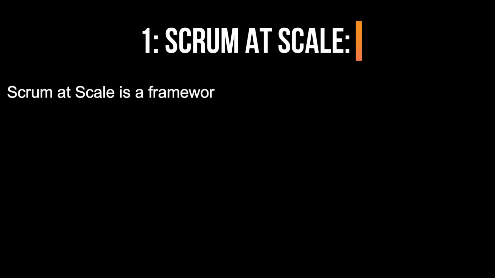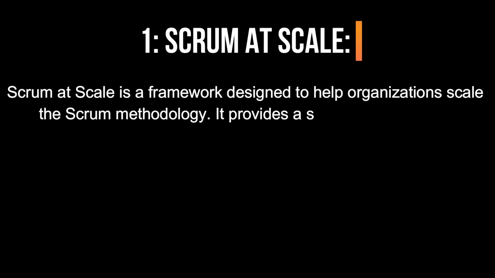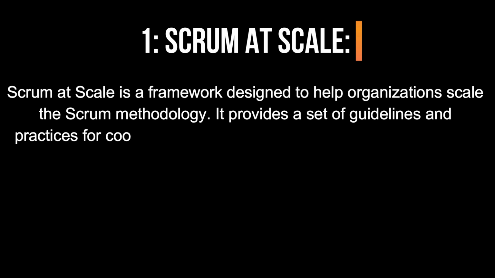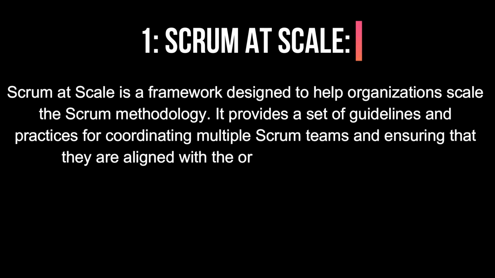1. Scrum at Scale. Scrum at Scale is a framework designed to help organizations scale the Scrum methodology. It provides a set of guidelines and practices for coordinating multiple Scrum teams and ensuring that they are aligned with the organization's overall goals.